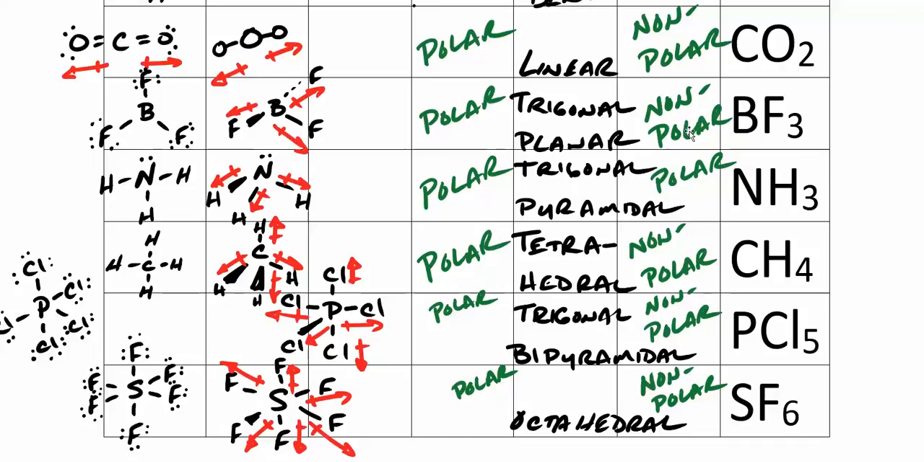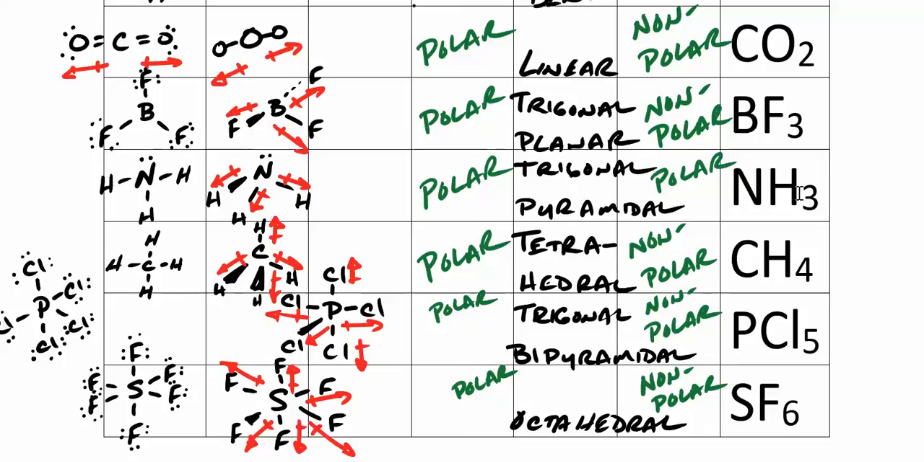It balances each other out. All the three arrows are going to balance each other out. Use the little model, the styrofoam balls, to try to convince yourself that that is the case. We call this structure trigonal planar. Trigonal because there's one, two, three fluorines surrounding the central boron. Planar because everything's in the same plane.